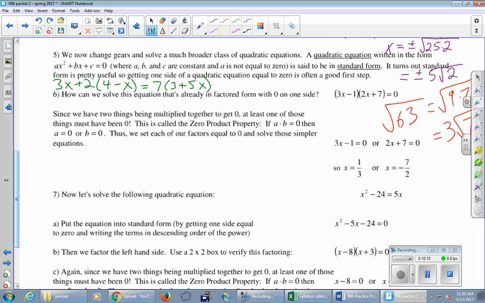So let's solve here. We're going to do two different equations, this one and then this one down here. So let's take a look at that first one. Suppose that I ask you to solve this equation, (3x - 1)(2x + 7) = 0.